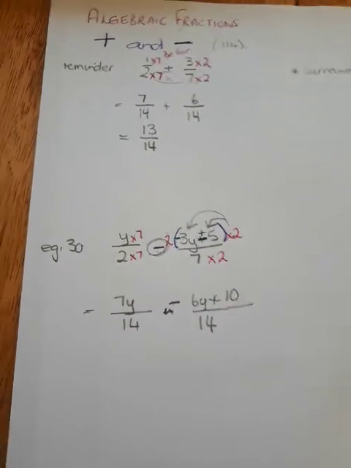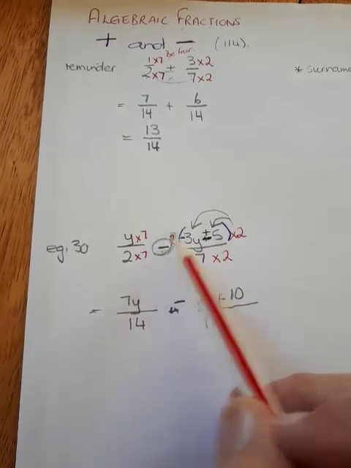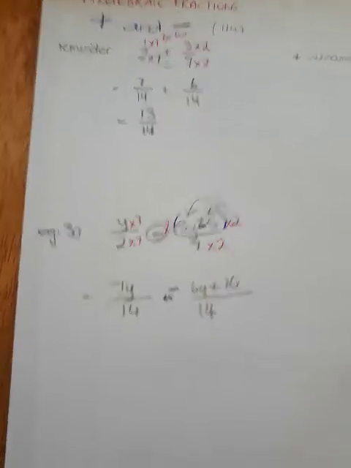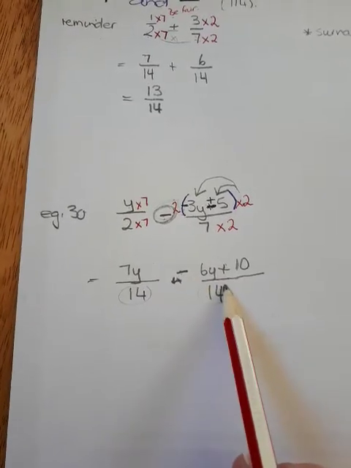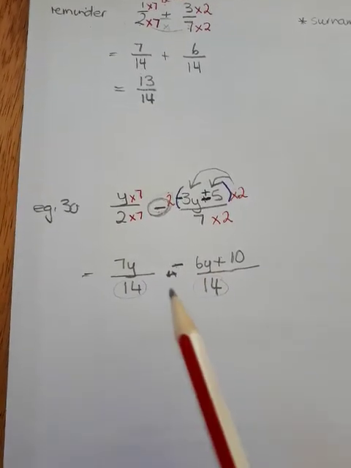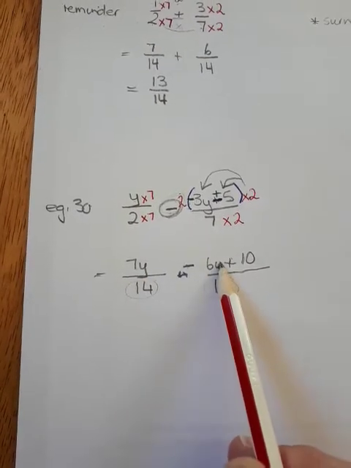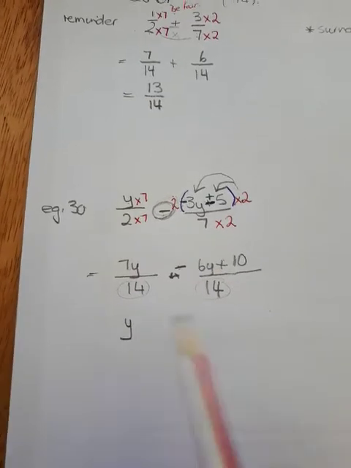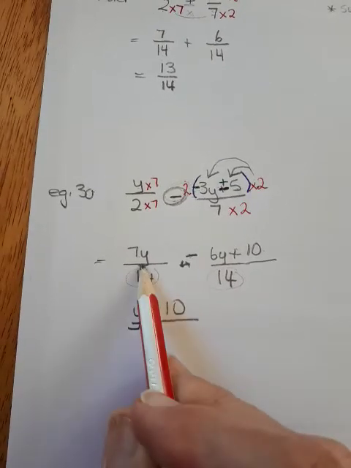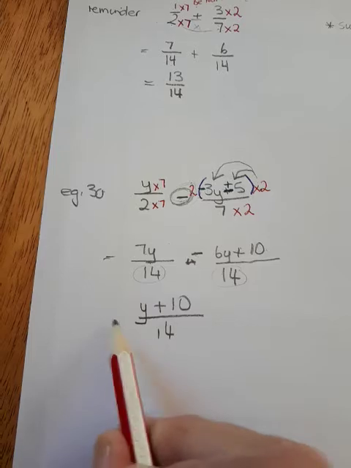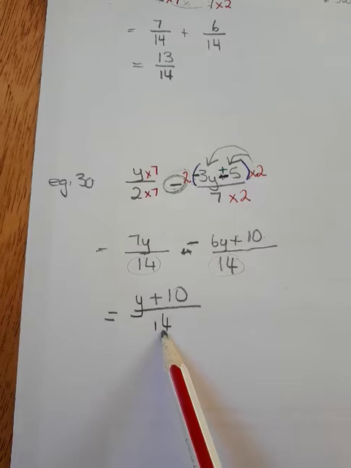You can either do the changing of the signs inside the bracket, or you can just simply multiply by the negative 2. Okay, so if we now read this, we've got humans and we subtract humans. And this is possible, okay? So here you can just simply collect like terms. 7y minus 6y gives me y. And then I still have the plus 10 left over. And my denominator is 14. So my answer to this is y plus 10 over 14.